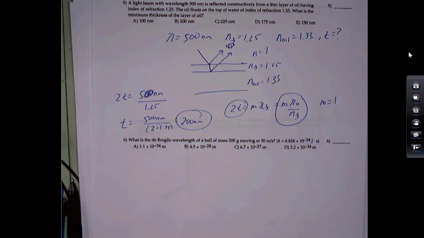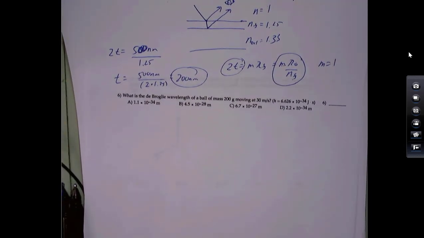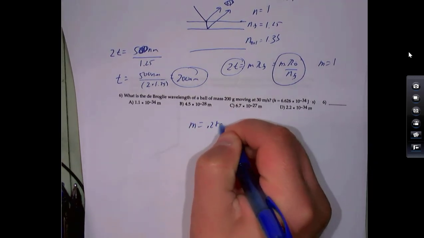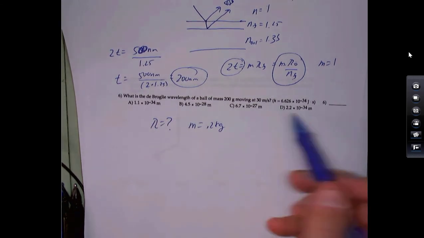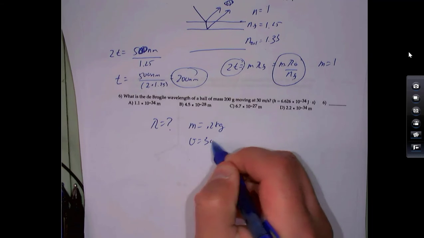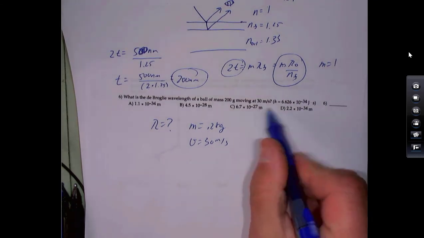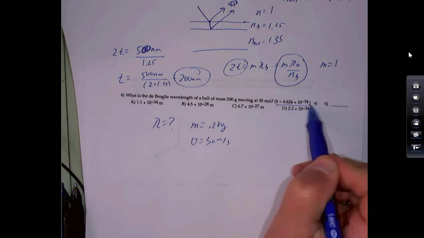What is the de Broglie wavelength? Okay, so this number 6 comes from chapter 28. What's the de Broglie wavelength of a ball of mass 200 grams, so 0.2 kilograms, moving at 30 meters per second? So remember, anything that is moving and has mass has its own wavelength. We have our own wavelength. Okay, so our wavelength is just going to be very, very small. And here's Planck's constant.